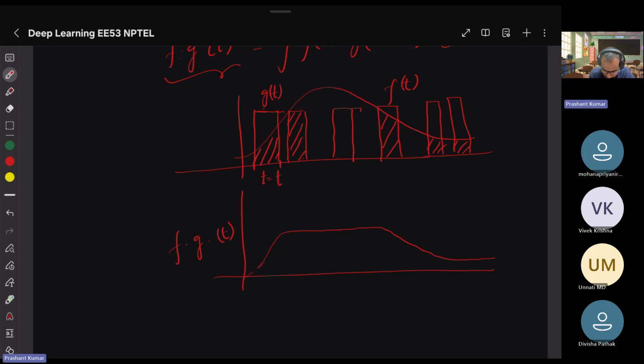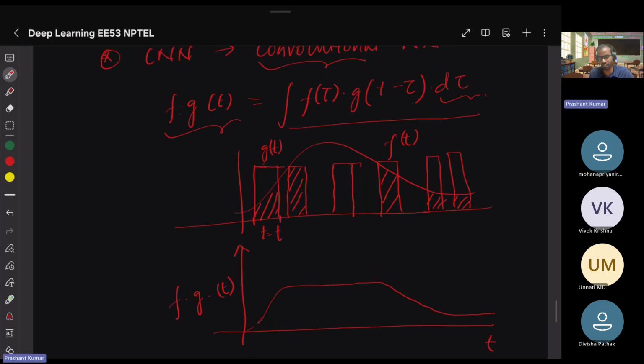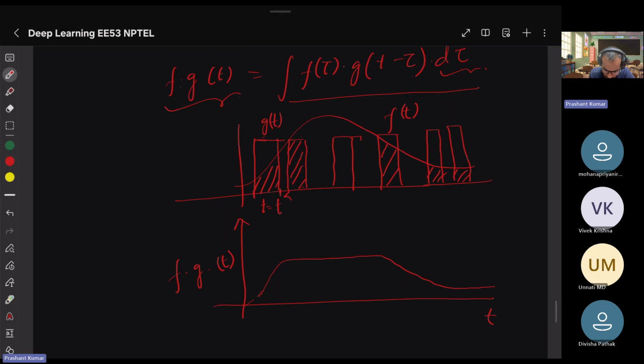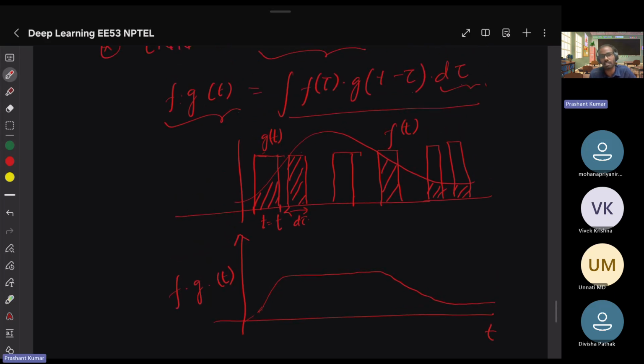So this is the overall area that is changing with time when we are doing this integration over d tau. You can call this d tau in some sense. d tau is a very infinitesimal quantity that is changing over time and we are integrating over it. So this is the overall area that we are getting. This is the mathematical convolution, the continuous function version of the convolution.